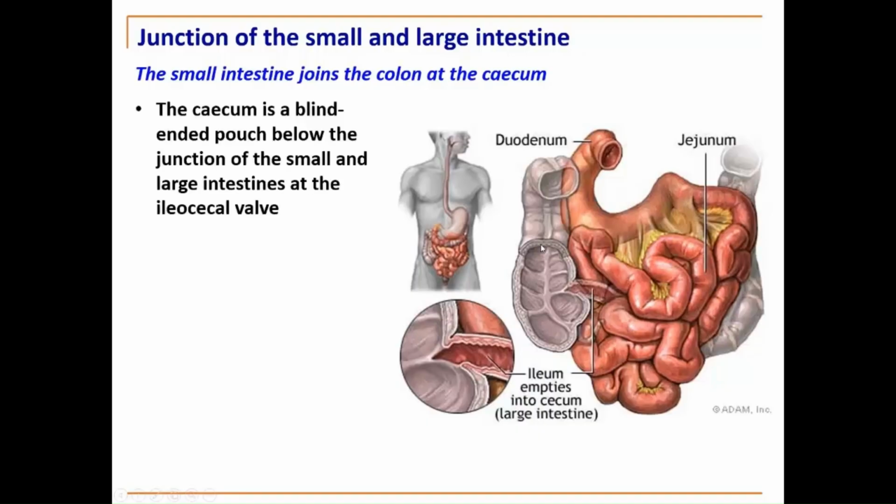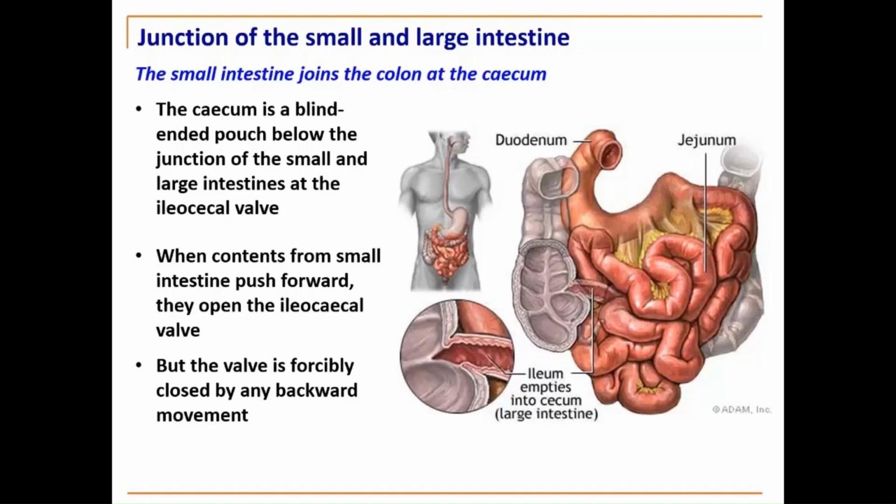And the cecum is a blind-ended pouch below the junction of the small and large intestines at that ileocecal valve. And when the contents from the small intestine push forward, they open that valve. But of course, that valve is forcibly closed by any backward movement. So it's stopping that reflux back again. The appendix, just so you know about the appendix, of course, that is lymphoid tissue that houses lymphocytes, but you can do without it.